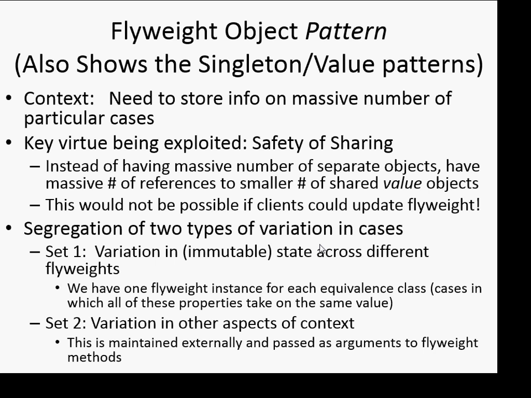Okay, so the key virtue that we exploit here is a combination of value objects and singletons. Instead of having a massive number of totally separate objects, we have a massive number of references to a smaller set of objects. So rather than referring to separate objects here for each of these classes of S, we're going to instead have them refer to the same basic underlying object. Okay? We're going to have them refer to the same underlying object.